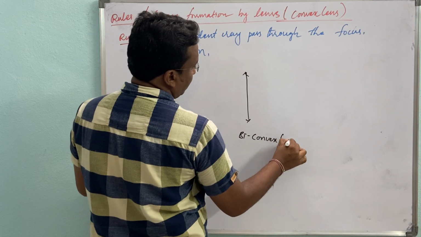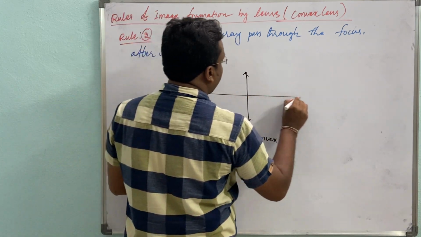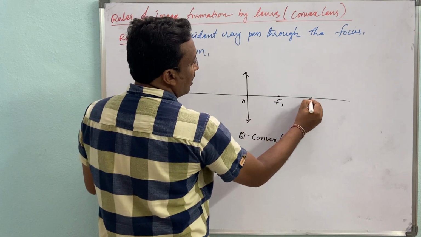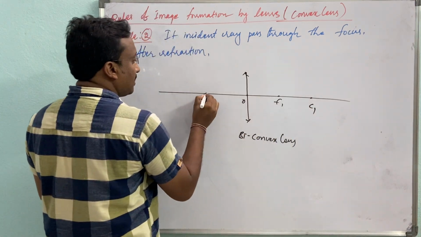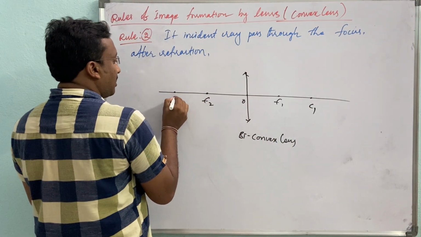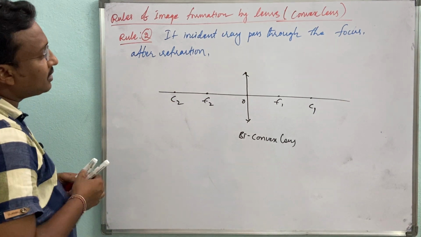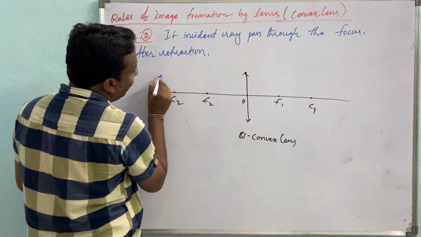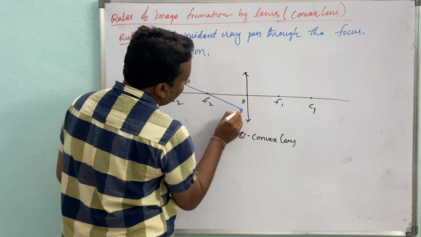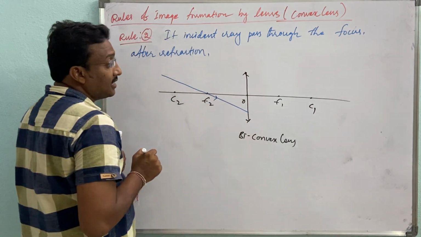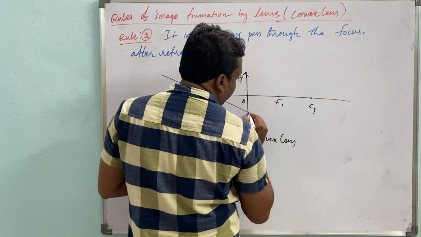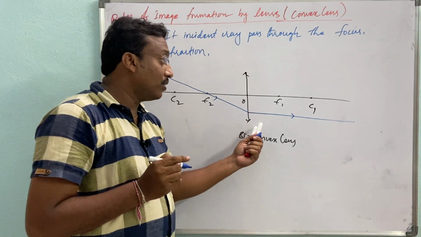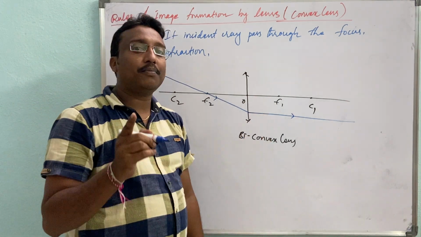Convex lens, principal axis, optic center, focus, and center of curvature. Here what happened? The incident ray passes through the focus. After refraction, it passes parallel to the principal axis. The refracted ray passes parallel to the principal axis.